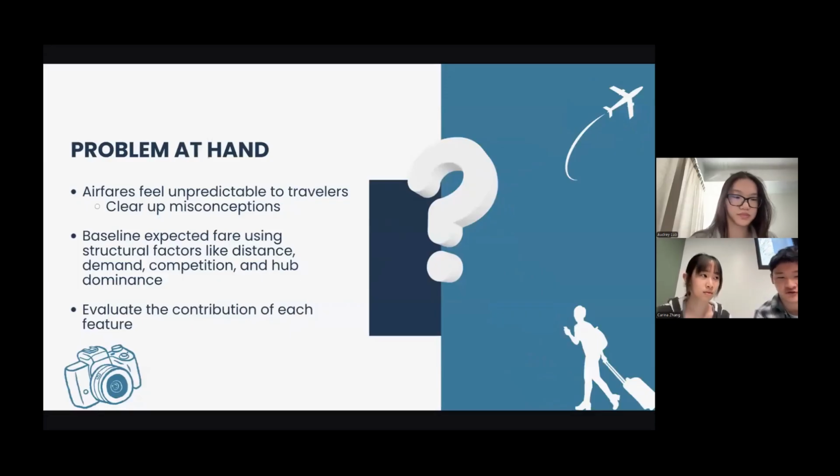So the problem that we're trying to solve is that travelers often experience airfare as unpredictable. Our solution builds a predictive model and a user web interface that estimates a baseline expected airfare using core structural factors to explain the market fundamentals. We also quantify each feature's contribution and clear up various misconceptions about why prices change.